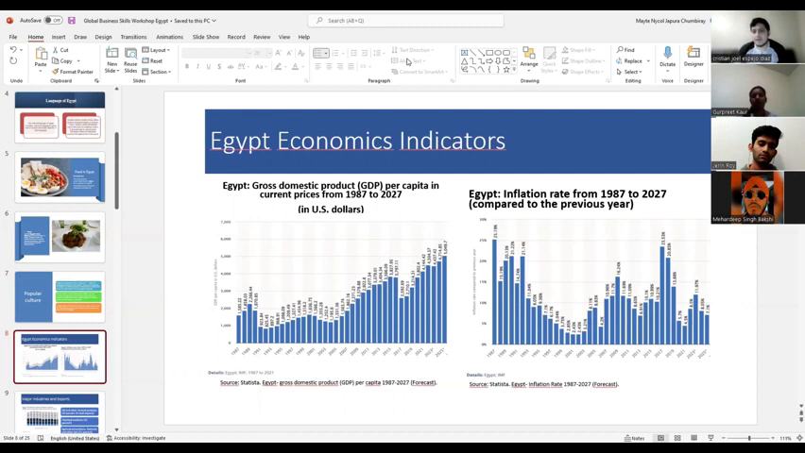Also, we chose the inflation rate because this represents the variation of real prices in a country. As we can see, there is a lot of variation of this indicator through the years, but in 2021 and 2022, the inflation rate was less than 10%. This is really good for the economy.